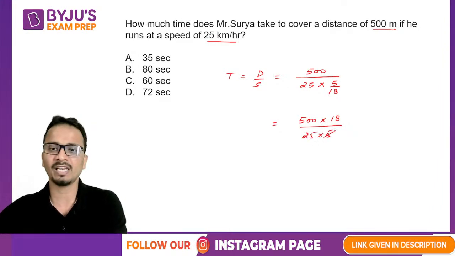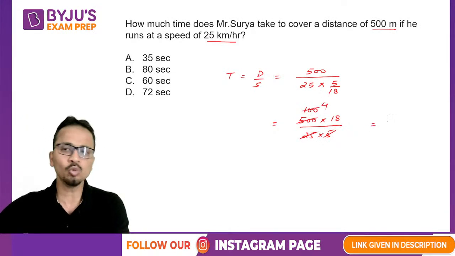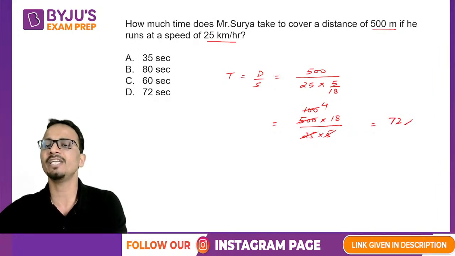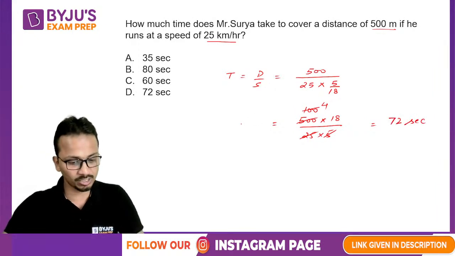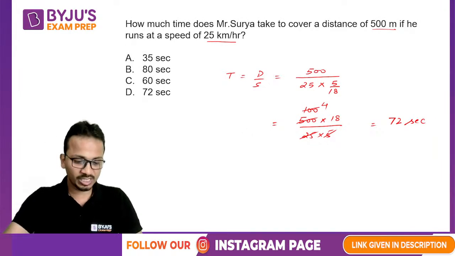So this will be the final answer. So 100, and from here it will be 4. So the final answer will be 4 into 18, that is 72 seconds. So yes, those who have given the answer. So Harsh, this is the conversion.